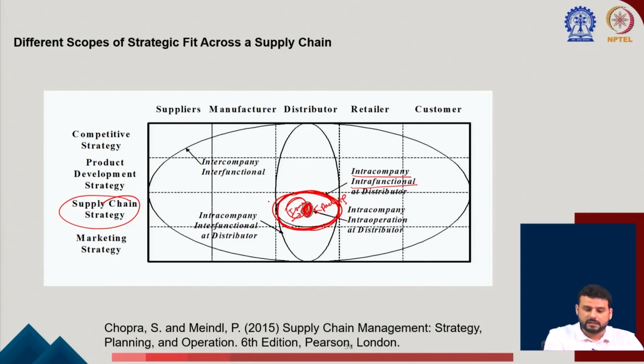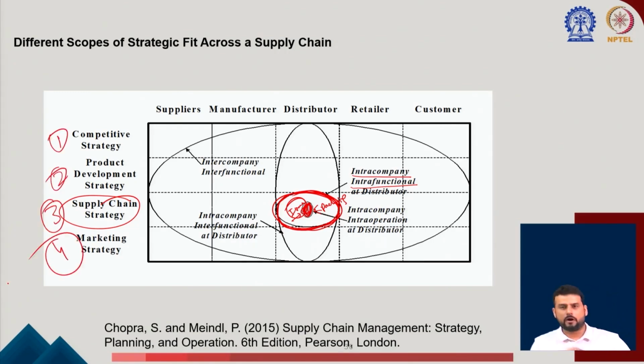So these different functions, like I was talking about manufacturing, R&D, HR, accounting. This diagram includes these 4 different functions. Competitive strategy is one function, product development strategy is another function, supply chain strategy another functional unit, marketing strategy another functional unit. You can include R&D, you can include your HR, you can include accounting, you can include purchase department, warehousing, that also functions, right? And these are different players.